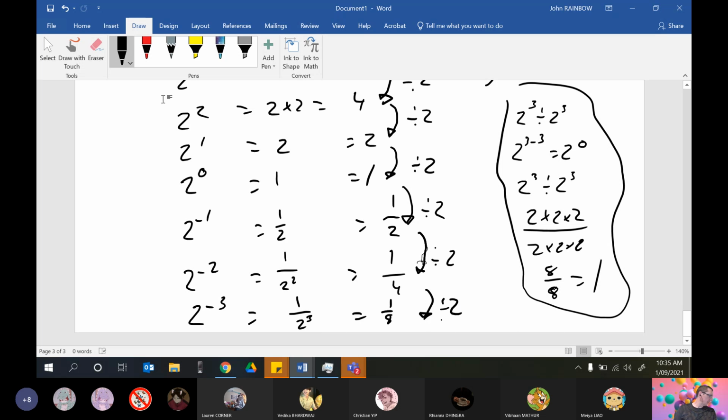That's my proofs. Power of 0, Indices Laws 3 as well.